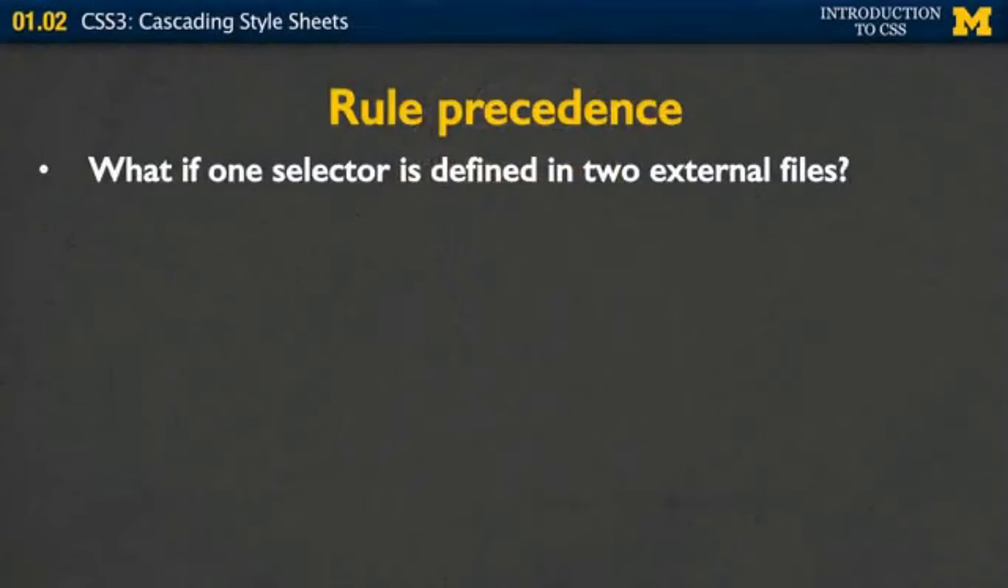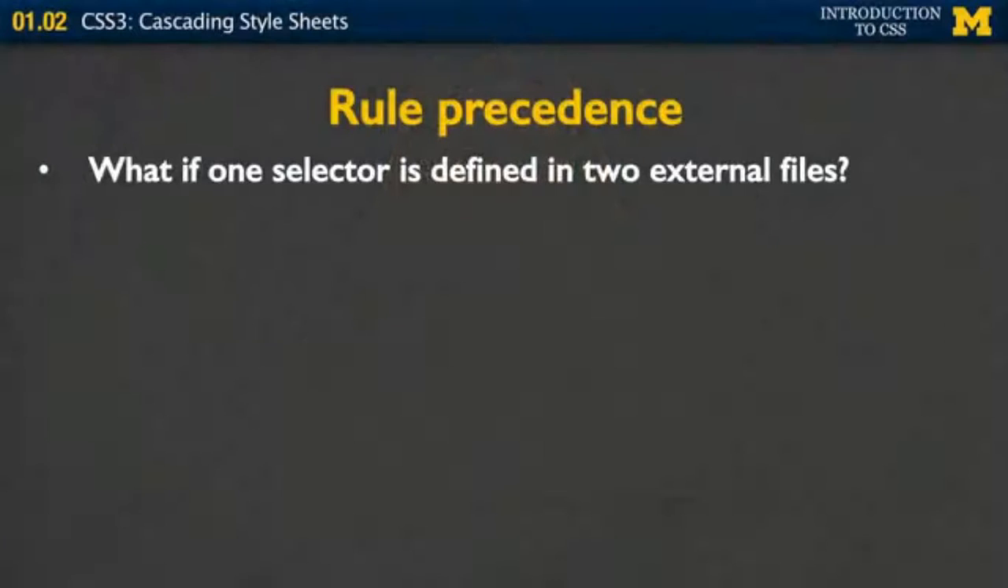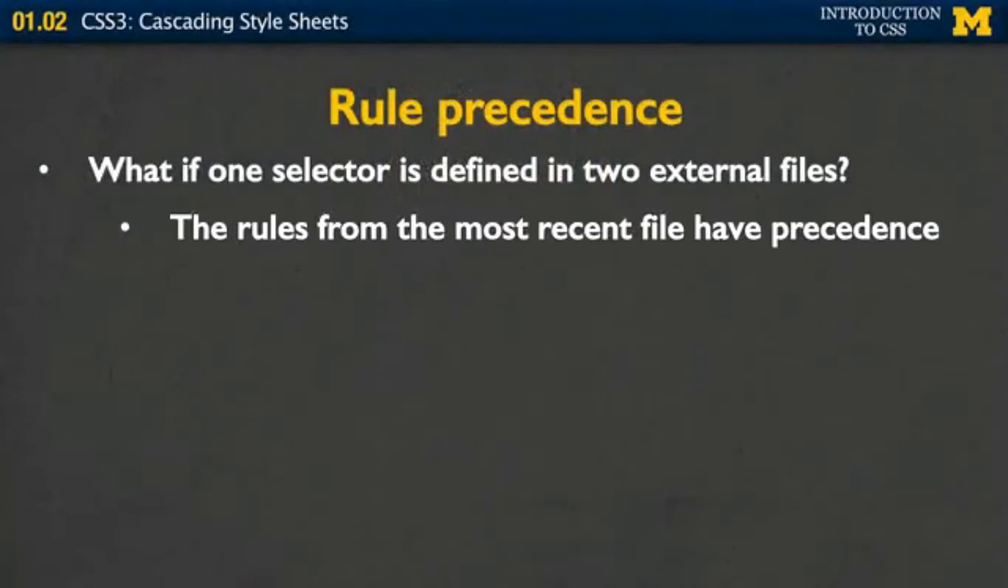All right, so we know how those four go, but what if you have a selector and you've linked to 2 or 3 different style sheets and that same H1 has been defined to be blue and green and yellow, but in different files? How does the browser know what to do? Well, the rules from the most recent file have precedence. What I mean by the most recent file is that it goes up into the head section, goes 1, 2, 3, and looks at what order you listed them, and the last one you listed is the one that's going to have precedence.